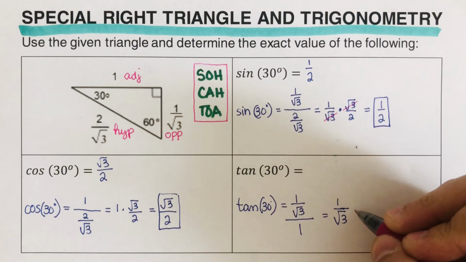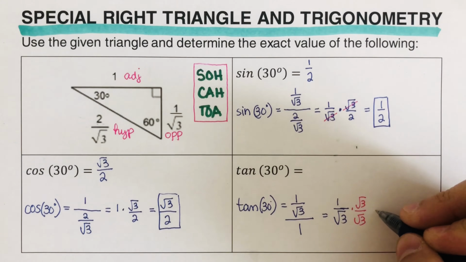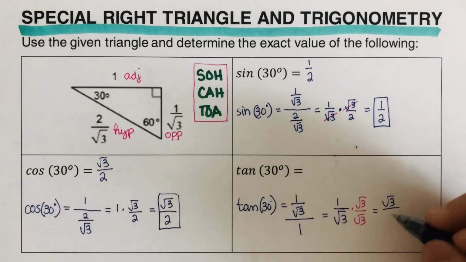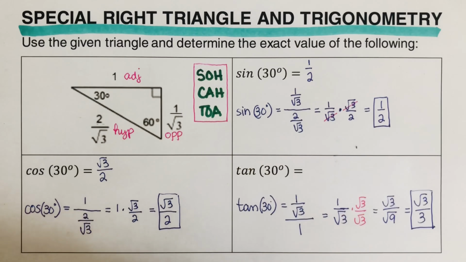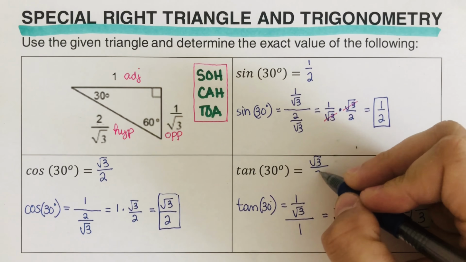So that means we need to multiply this by square root of 3 times square root of 3 so that we don't have a radical at the bottom here. So this would be square root of 3 over square root of 3 times square root of 3 is square root of 9. And so this would come out square root of 3 over square root of 9, which is 3. So this is the final answer for tangent 30, square root of 3 over 3.